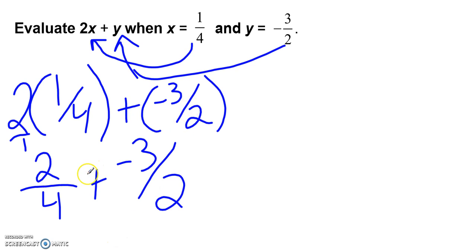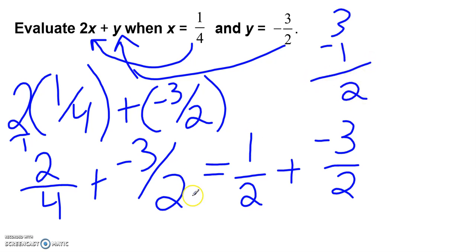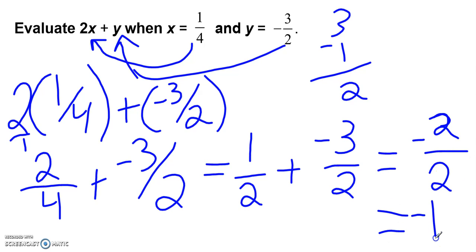Sorry, I don't know why I keep writing it like this. I should be writing it like this, but okay. I see that this isn't simplified, so I'm going to go ahead and simplify that. That equals 1/2, because 2 goes into 2 once and 2 goes into 4 twice. And then plus negative 3/2. Again, these are different signs. So 3 minus 1 gives me 2. Take the sign of the larger, which is the negative 3. So that equals negative 2 over 2. And that gives me negative 1. And that's our answer for that one.